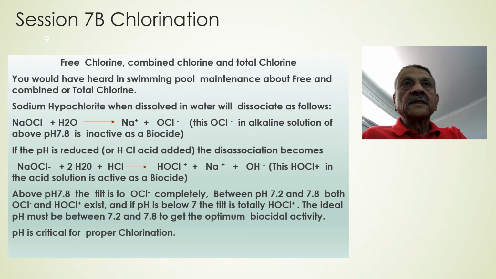You find that if you keep on adding the acid, it will be all tilted towards HOCl and sodium and hydroxyl ion. Above 7.8, the tilt is only to OCl, and between 7.2 and 7.8, there's a combination of OCl and HOCl. But once you go below 7, then it will be totally HOCl.